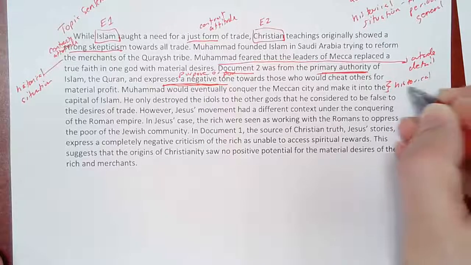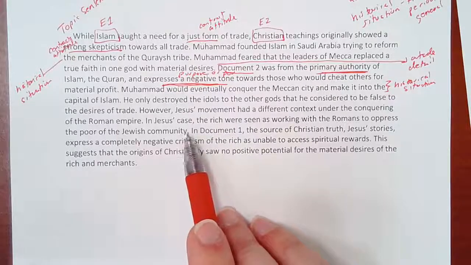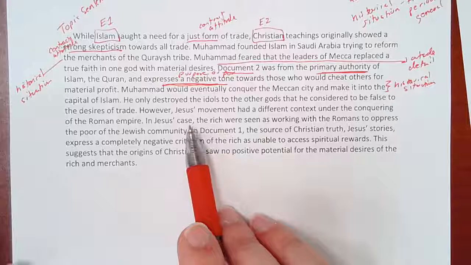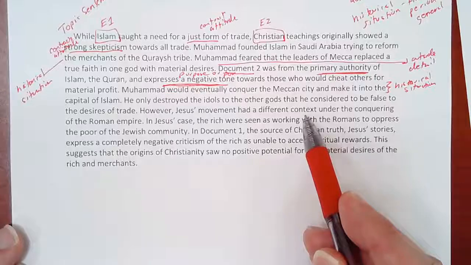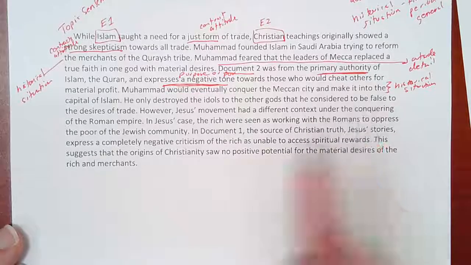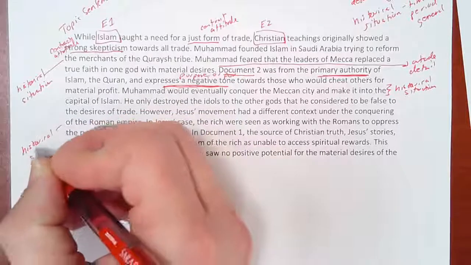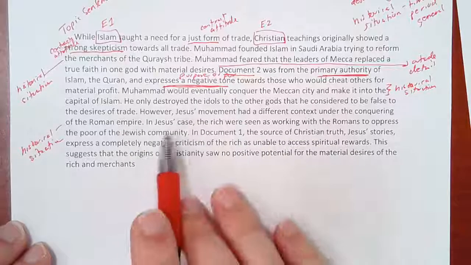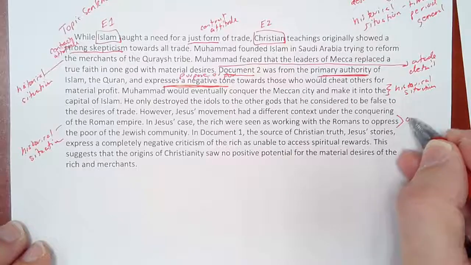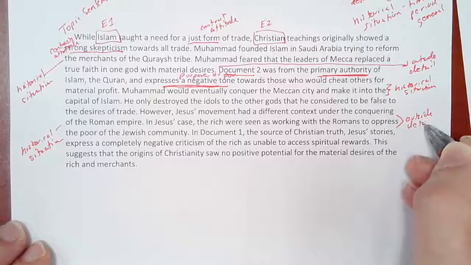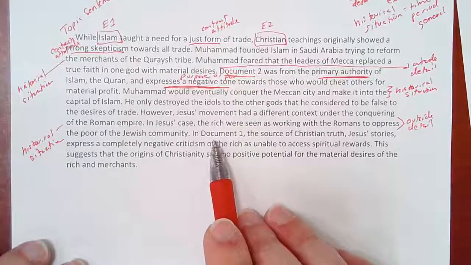Now I've got to switch over and talk about Christianity, because remember, we're doing a contrast here. However, Jesus' movement had a different context. There I'm keying in the notion of historical situation under the conquering of the Roman Empire. In Jesus' case, the rich were seen as working with the Romans to oppress the poor of the Jewish community. Here we have a clear outside detail, that specific Jewish leaders worked with the Romans to oppress the poor. And that's why in document 1, the source of Christian truth, Jesus' stories, here's my attribution.